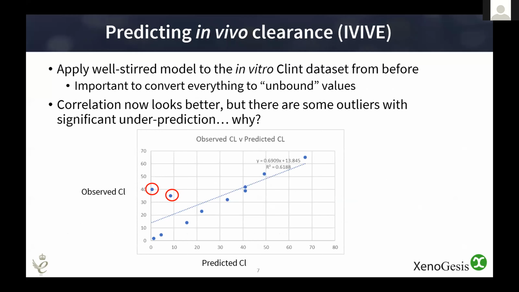So actually, if we apply something called the Wellstirred model, there are multiple models here, but if we apply that and correct everything for unbound, so unbound intrinsic clearance, correct for plasma protein binding, suddenly the correlation's starting to look good. But on this plot, there are 2 obvious outliers. So we significantly underpredict these 2 compounds, and I guess the question is, why is that? So then we start to look at the science.